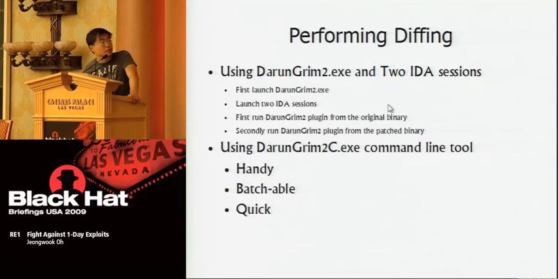And performing diffing is very easy. You just run darangrim2.exe, open two IDA sessions, and run the darangrim2 plugin from each IDA session. It will send the data to darangrim2.exe, and it will do all the work for you, and you just need to check the result. Or you can use darangrim2c.exe, which is a command line tool that I used for the demo. It's handy, batchable, and quick. You just put in the file names, and it will do all the jobs in the background, so you can use a Python script to run this tool.